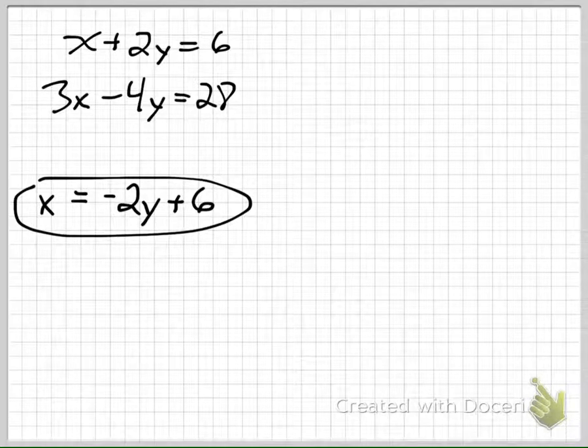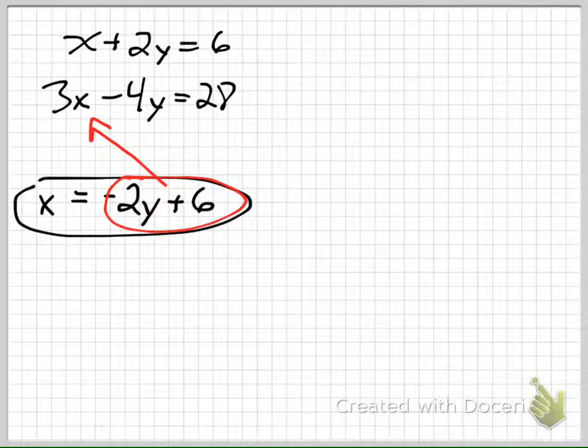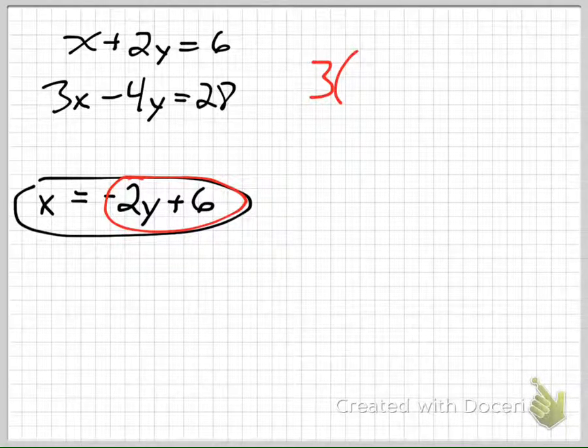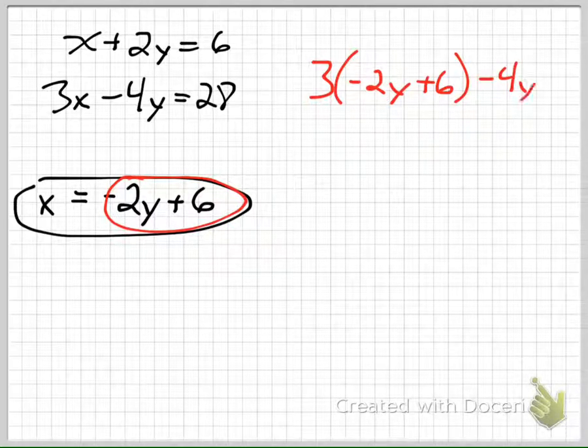I'm going to take what x is equal to and plug it into the x down here. Just plug it in parentheses, always. So that would be 3(-2y + 6) - 4y = 28. Did everybody get to that point? Raise your hand if you got to that point. Did you not get to that point? Okay, so are you following me though?